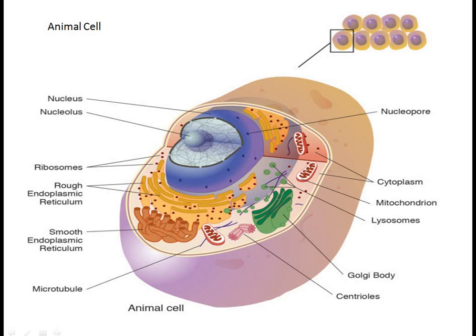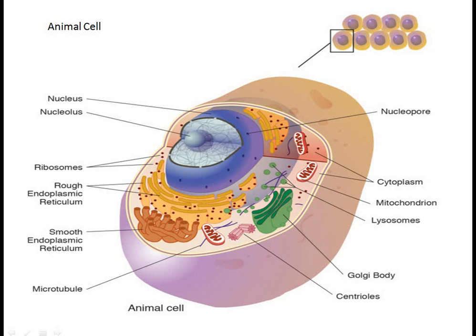Rough endoplasmic reticulum, if you see here on the structure, has ribosomes attached to it. That's why it is called rough. While the smooth endoplasmic reticulum does not have attached ribosomes. That's why it is called smooth endoplasmic reticulum. Then there are centrioles. These centrioles are involved in cell division. I will again go through the details of all these organelles. These are rod-like structures present just beside the nucleus.